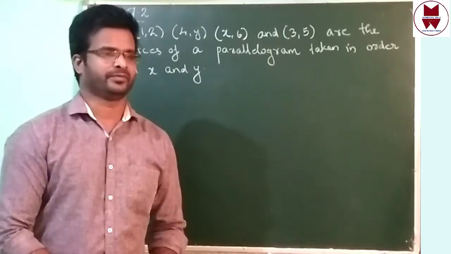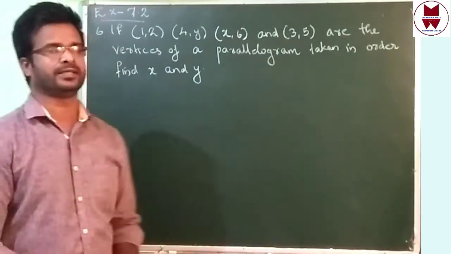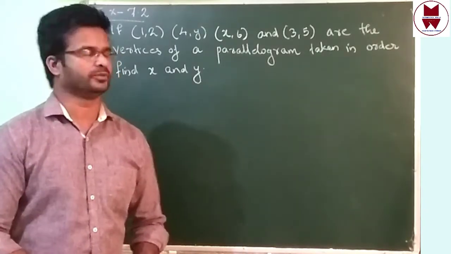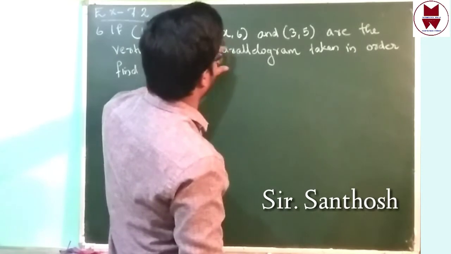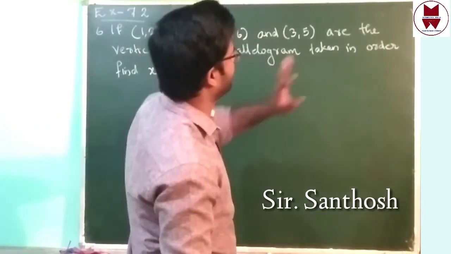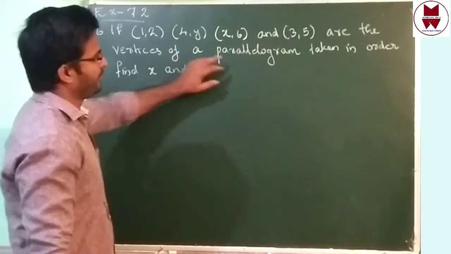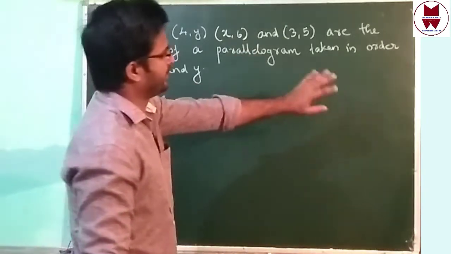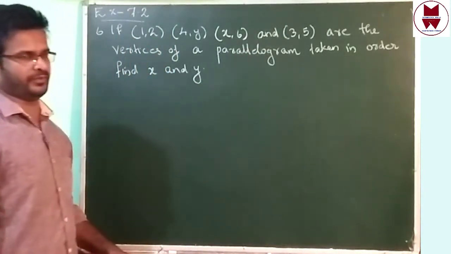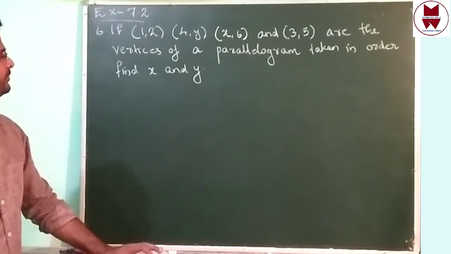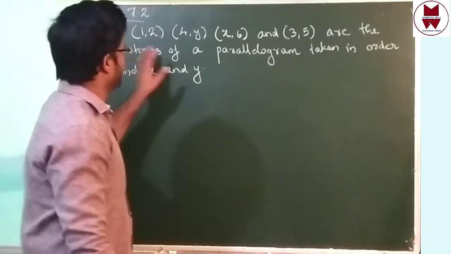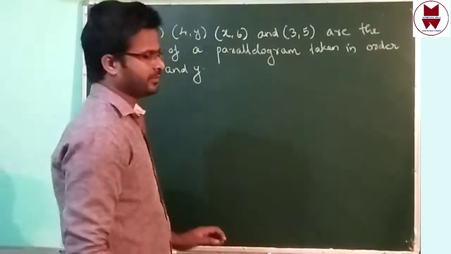Hi students, today we can study question number 6, exercise 7.2. If (1, 2), (4, y), (x, 6) and (3, 5) are the vertices of a parallelogram taken in order, find x and y. We have to find out the value of x and y. Here 4 points are given, that is the vertices of a parallelogram.